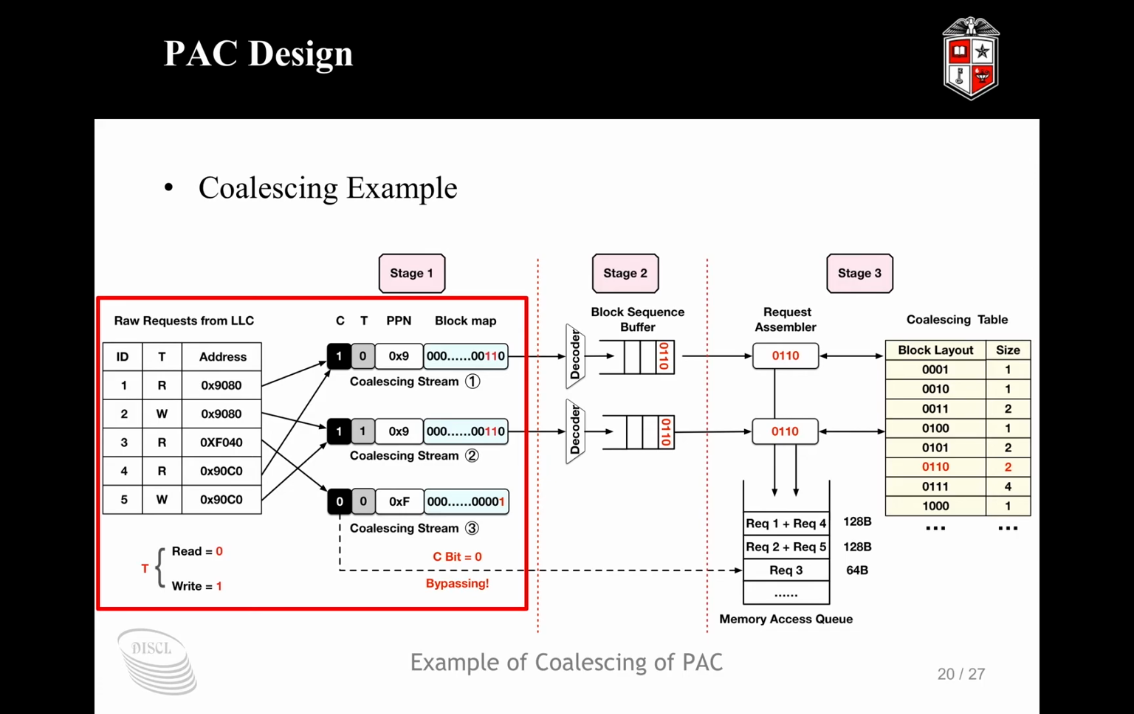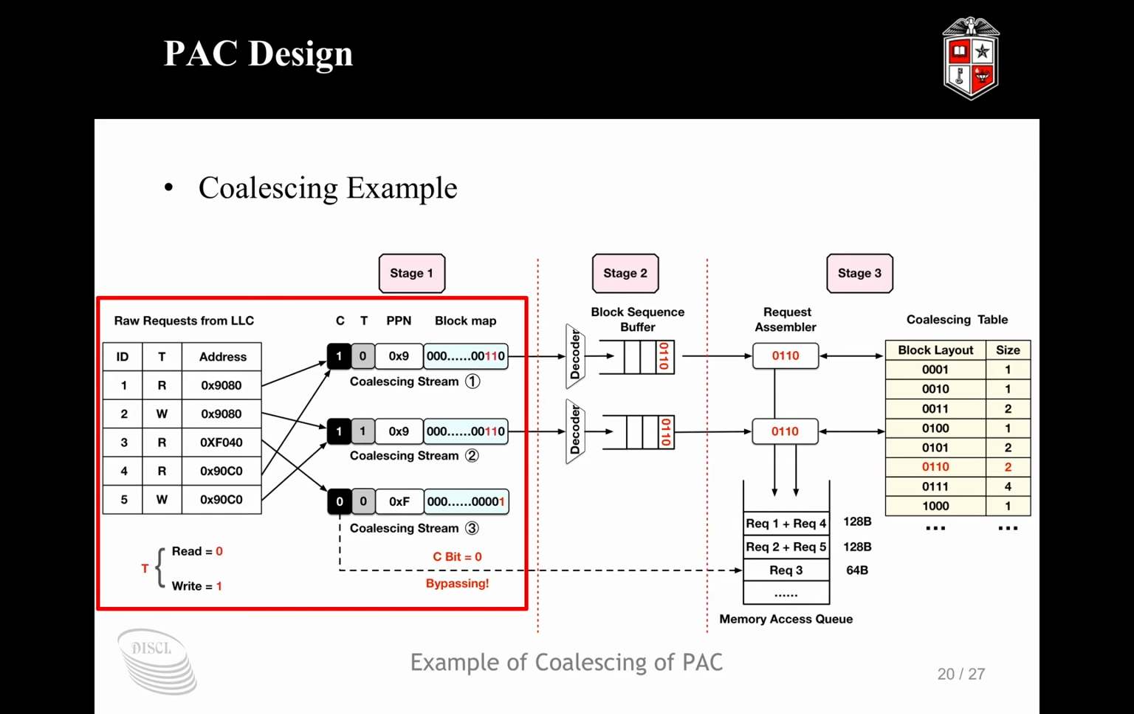As we can see here, because we also have the T-bit set as well, it will be compared as a part of the physical page number. So for requests 4 and 5, even though they're accessing the same physical page, they have different request types, which will, as a result, be flushed into 2 separate coalescing streams.